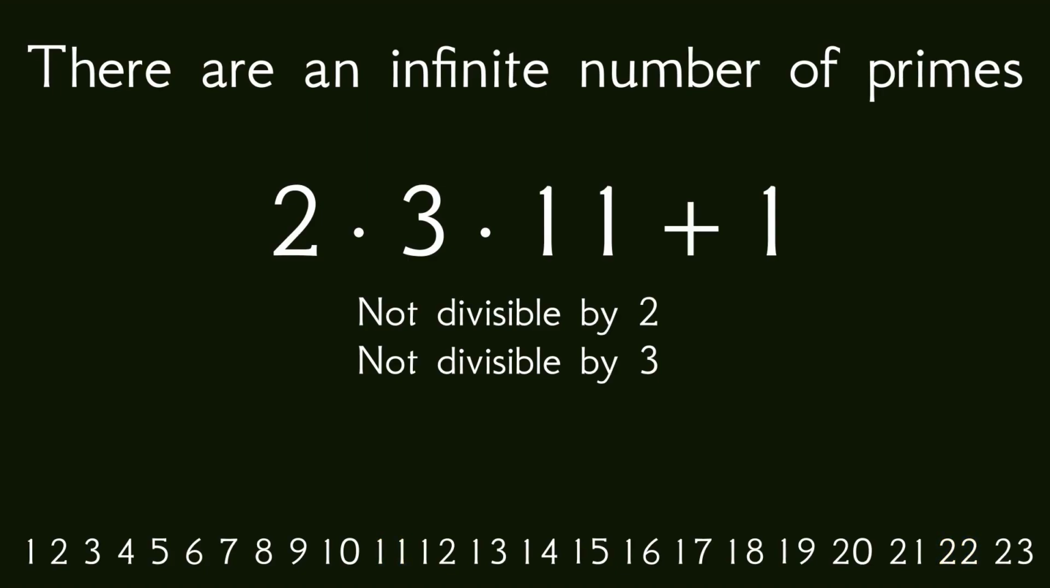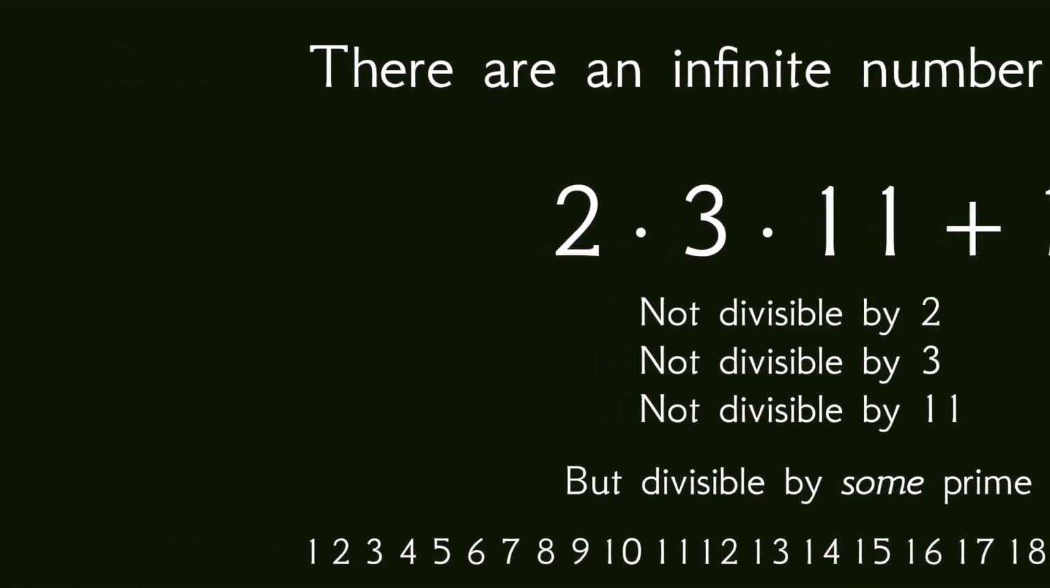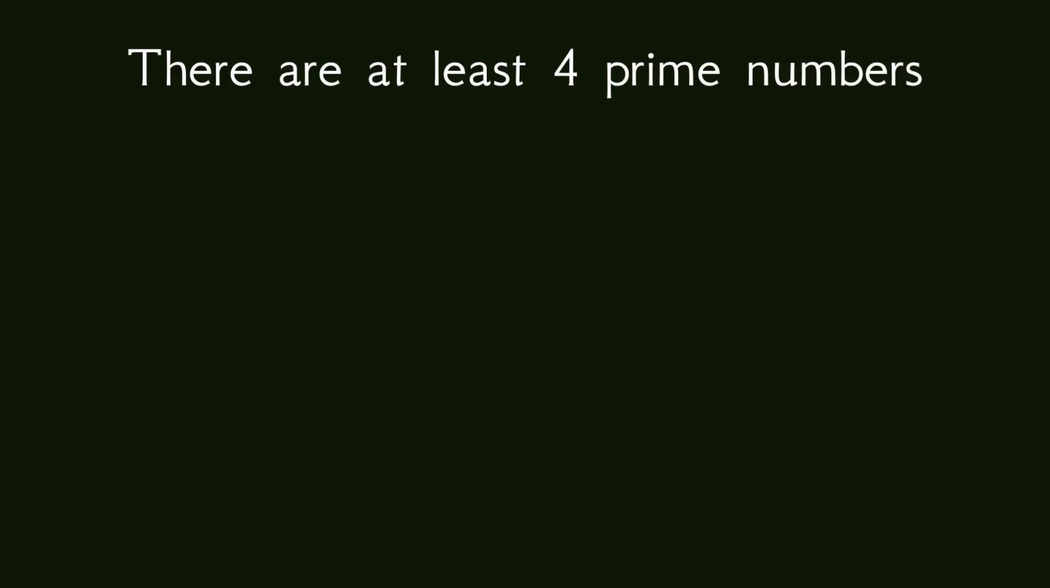So what we've done here is we have constructed a number that is divisible by none of the primes in the original list. So either my number is prime in its own right, or it's factorizable into primes that aren't 2, 3, or 11. Regardless, then, we know that there is at least one more prime number out there. Since we did this with three prime numbers, that means that there are in total at least four prime numbers.